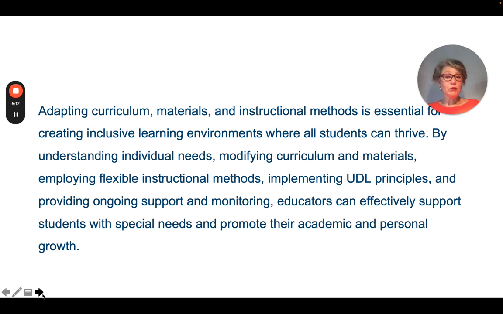So, adapting curriculum, materials, and instructional methods is essential for creating inclusive learning environments where all students can thrive. By understanding individual needs, employing flexible instructional methods, and providing ongoing support and monitoring, educators can effectively support students with special needs and promote their academic and personal growth.